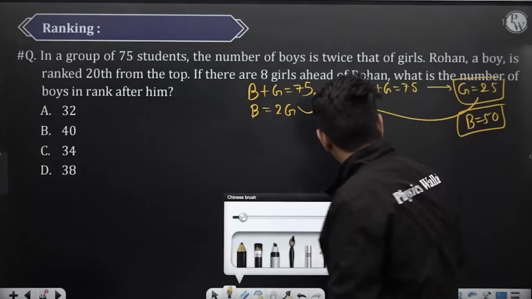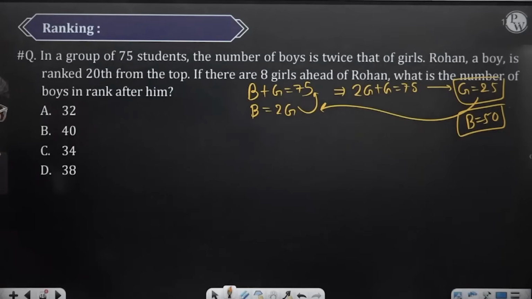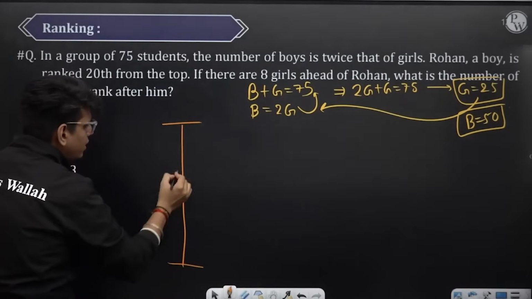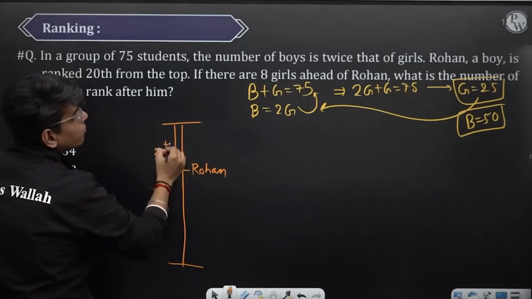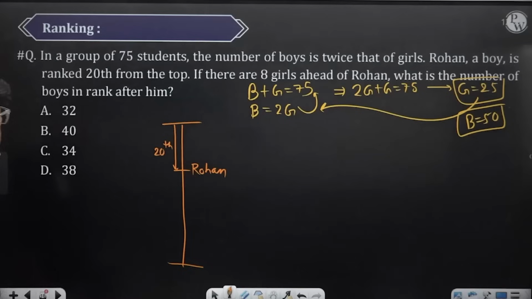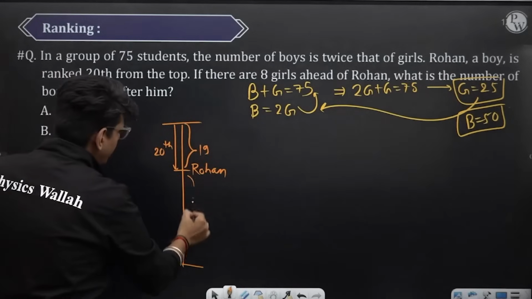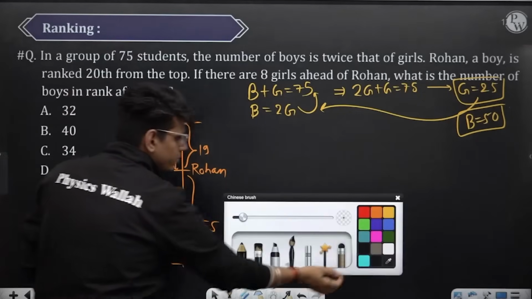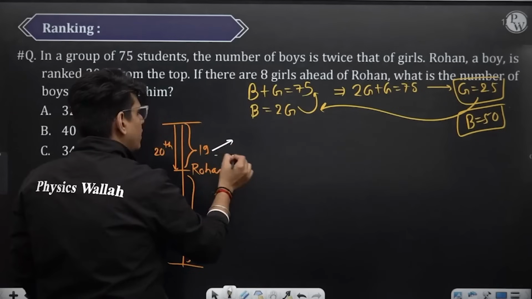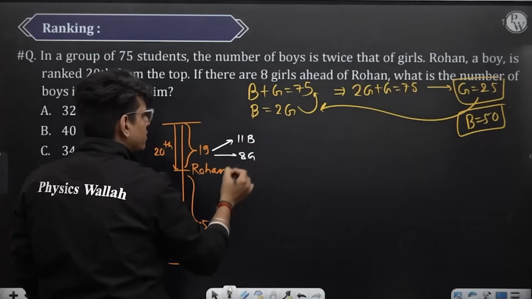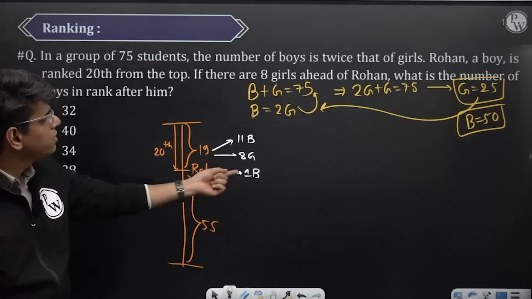Now what is the question asking you? The question is asking you, Rohan, a boy, is ranked, if this is the order, Rohan is ranked 20th from top. Okay, 20th from top. So people before Rohan is 19, 20 and 20. After Rohan, 55. If there are 8 girls ahead of Rohan, 8 girls, that means 11 boys. This is 1 boy. So up to Rohan, there are 12 boys and 8 girls. Total girls are 25.